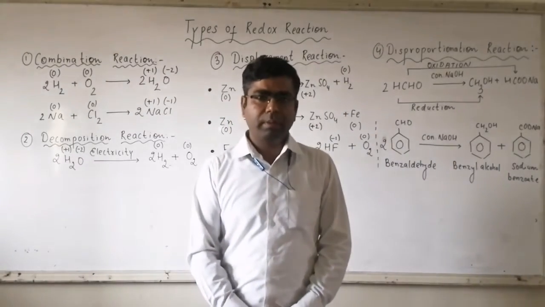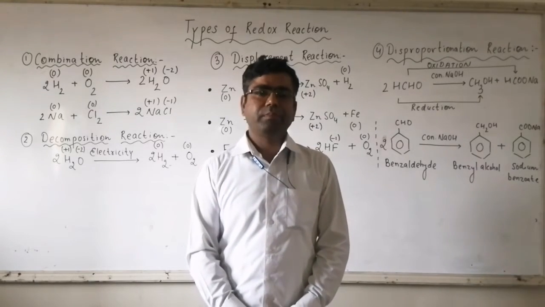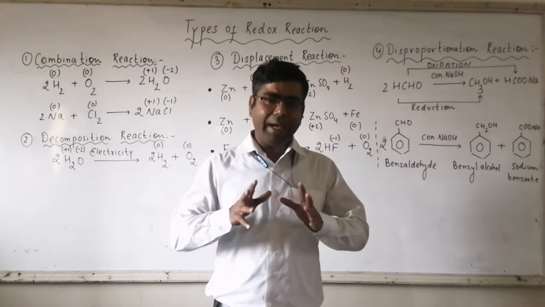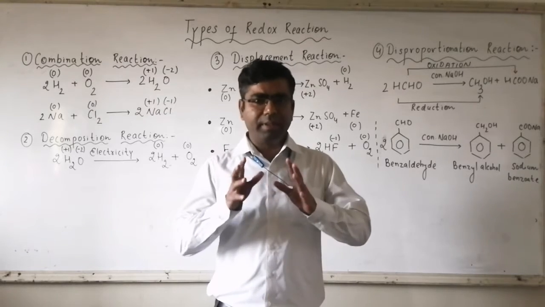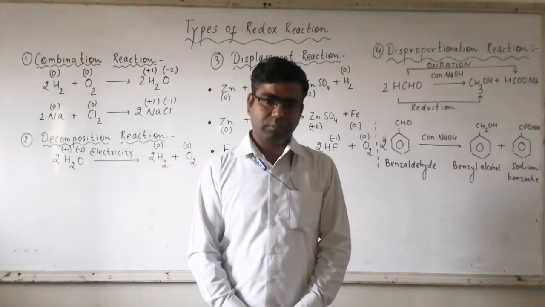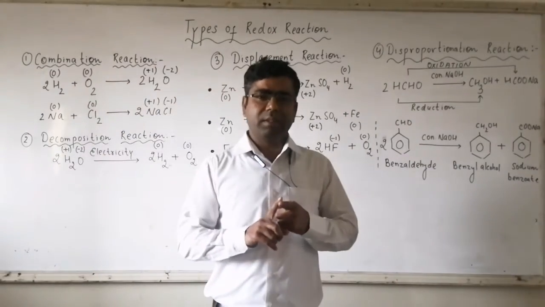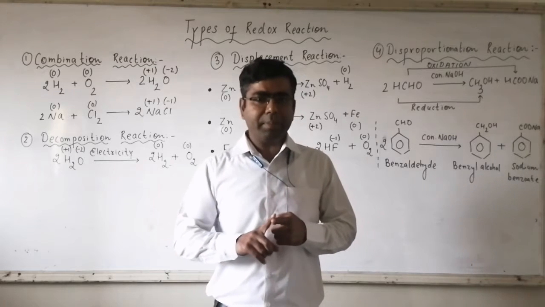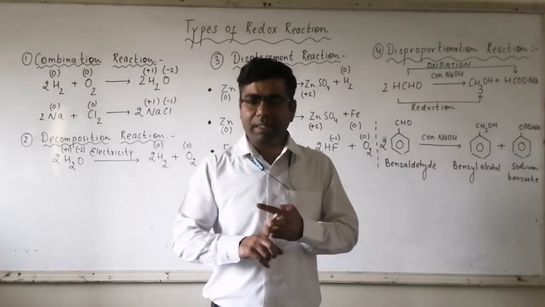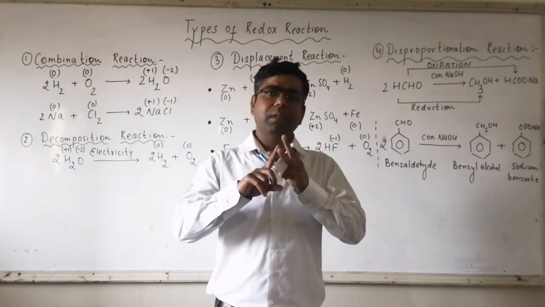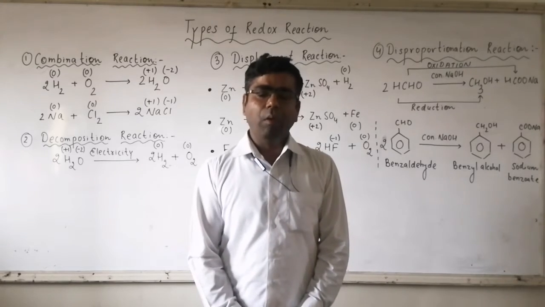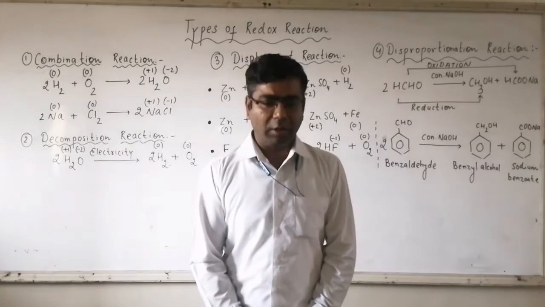We were talking about redox reaction, and in redox reaction, we have completed the three concepts to define reduction and oxidation. Concept number first was traditional concept or classical concept. Concept number second was oxidation number concept or valency concept, and concept number third was electronic concept or modern concept. In today's lecture, we will talk about types of redox reaction.